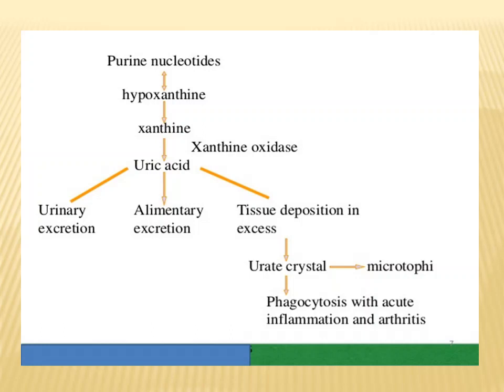In the mechanism you can see the formation of uric acid. Purine nucleotide is converted to hypoxanthine, and from hypoxanthine xanthine is formed, and the enzyme xanthine oxidase is responsible for conversion of xanthine into uric acid. This uric acid should be excreted by urinary and alimentary excretion, and if there is improper excretion, then tissue deposition occurs in excess. Uric acid will form urate crystals, and these crystals will form microtophi. They will be present in joints, and phagocytosis will occur, and after that acute inflammation and arthritis will be there, and it leads to GOUT.